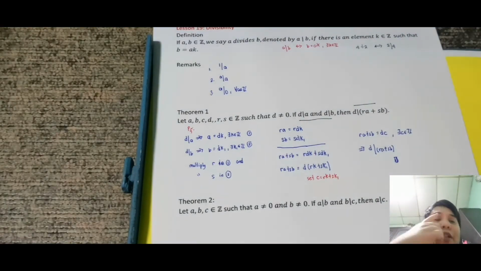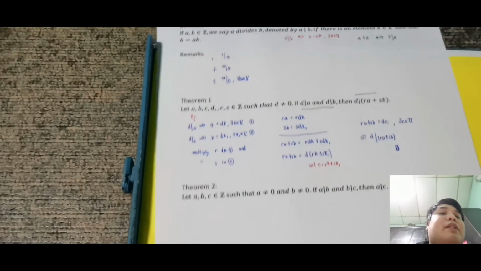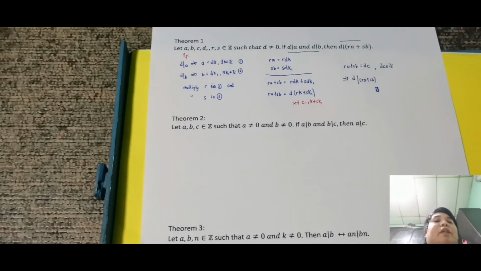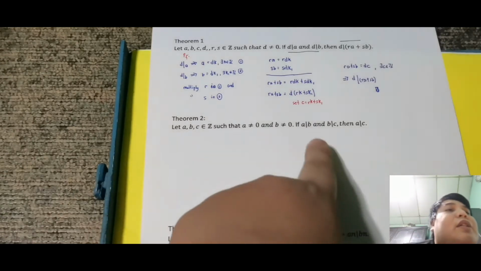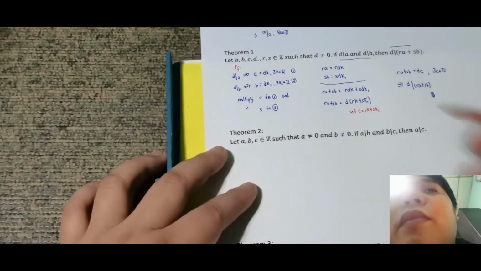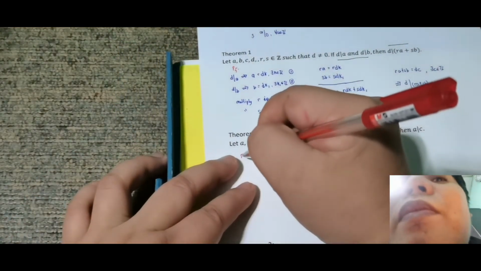Ganun siya kasimple. Next, theorem number 2. Let A, B, C element ng integers such that A is not equal to 0 and B is not equal to 0. If A divides B and B divides C, then A divides C. Ganun ulit, premise, conclusion. Our goal is to prove yun. This is the proof.